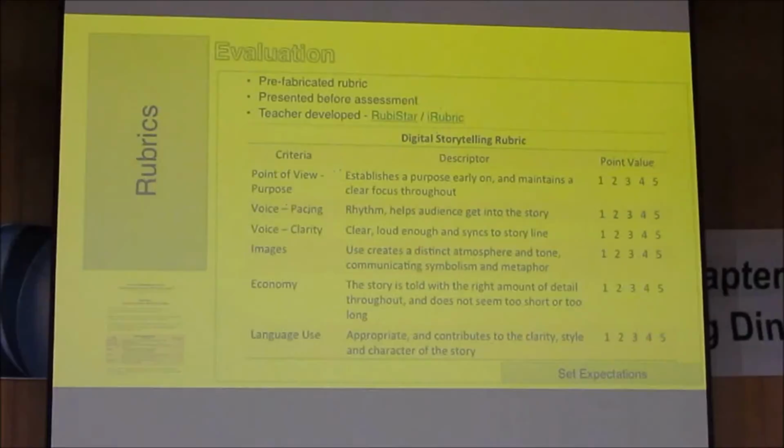But anyway, so on the side you can see there's five criteria. Voice is separated into two. But this kind of thing is what I use for assessing digital stories. So if we look at voice clarity, for example, it should be clear, loud enough, and syncs to the storyline. And it's out of 5 points for each one, totals up to about 30, I think, or exactly.